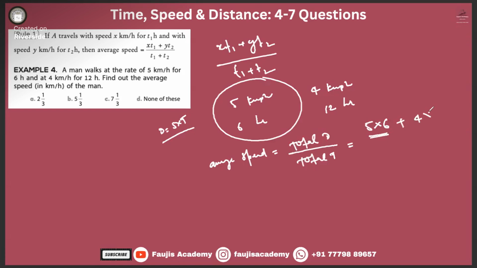Yes, sir. In the second case, 4 into 12 divided by how much total time they have taken. 12 plus 6, that is 18. That means 30 and 48, that means 78 divided by 18, which means 9 and 39, and 13 by 3. Did I do the calculations right, guys?